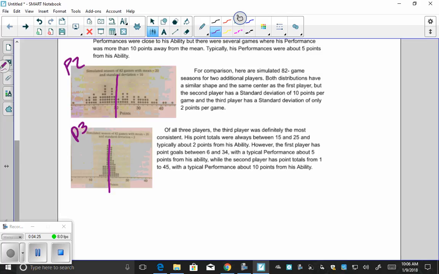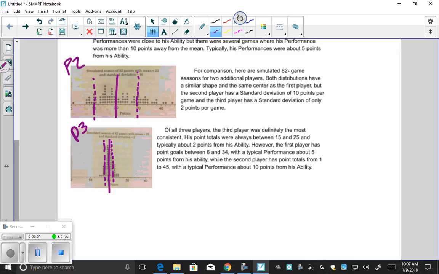But the second player has a standard deviation of 10. So that means most of their data falls within 10 points of the mean, which is true. While the third player only has a standard deviation of 2 points. So that means most of their data is within 2 points of the mean, which if we look is true. Of all 3 players, the third player was definitely the most consistent. So the closer your data is to your mean, the more consistent they are.